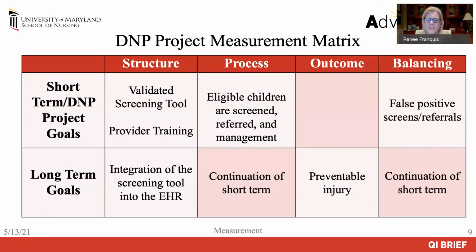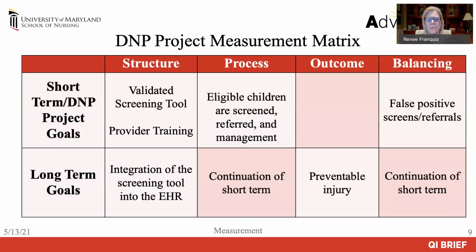Using the case study as an example, identifying a valid screening tool and conducting training are two short-term structure measures, while integrating the screening tool into the EHR is a feasible long-term measure, given the lengthy time and effort needed to make changes to an organization's electronic health record. Short-term and long-term process measures of interest are screening, referral, and management of eligible children for the practice change. Note that as a process measure, this correctly reflects the behavior of the project participants.